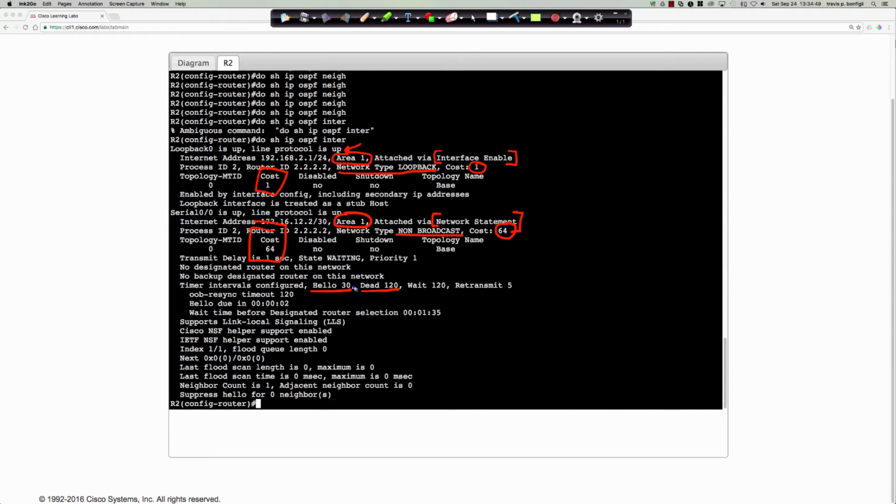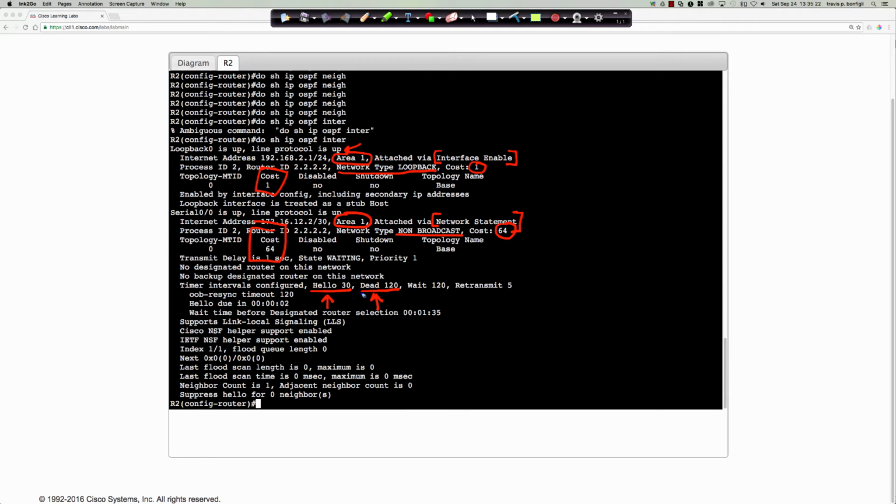And so what that means is every 30 seconds a hello message is going to get generated. If I miss 4 consecutive hello messages, which means we reach that dead time, then the adjacency will go down. Now remember, when we're talking about non-broadcast multi-access, or NBMA, OSPF is going to treat NBMA networks just like Ethernet, or just like a broadcast type. Even though it says non-broadcast, it's going to treat it just like a broadcast type.